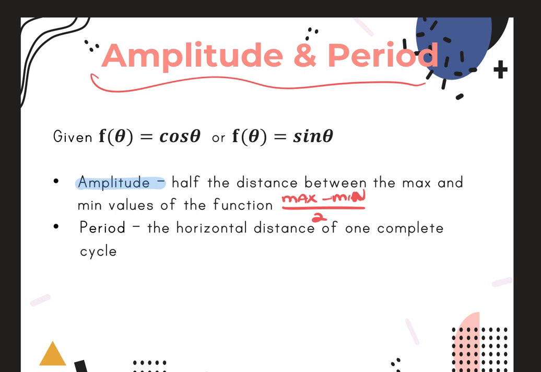Sometimes from a graph, it would be obvious to see it. You could find that middle line and you can count up or down. Okay? Sometimes it's in word problem form and you have to figure out which is your max and which is your min, subtract them and divide by 2.